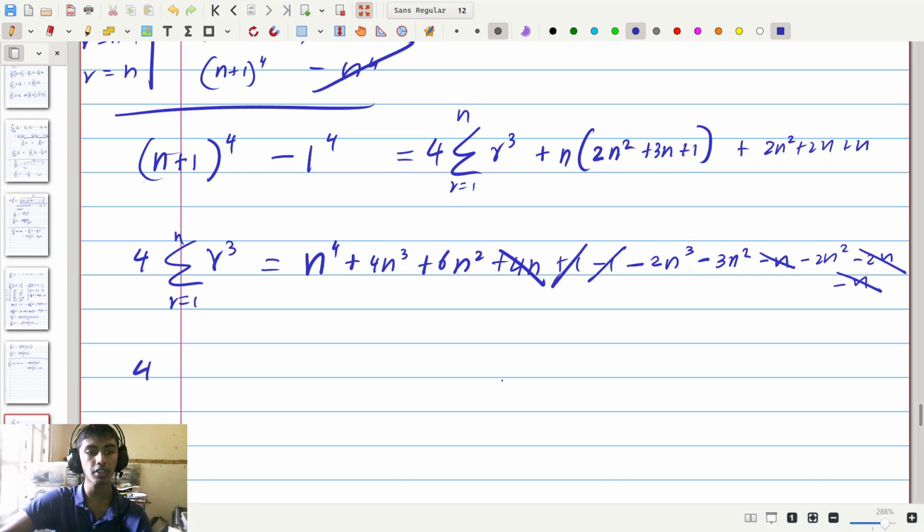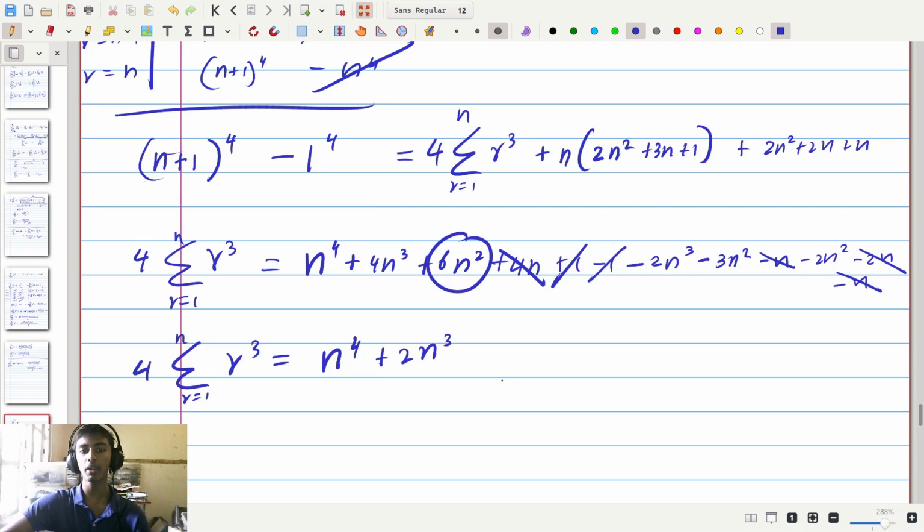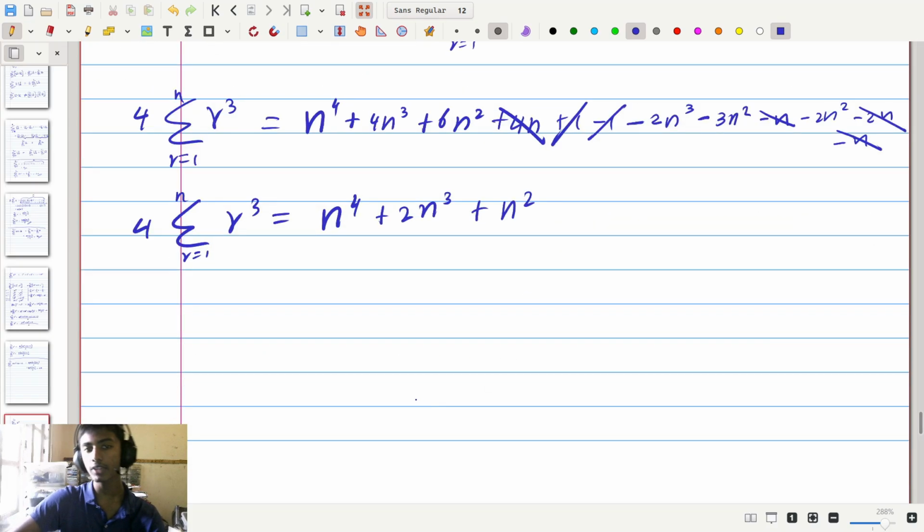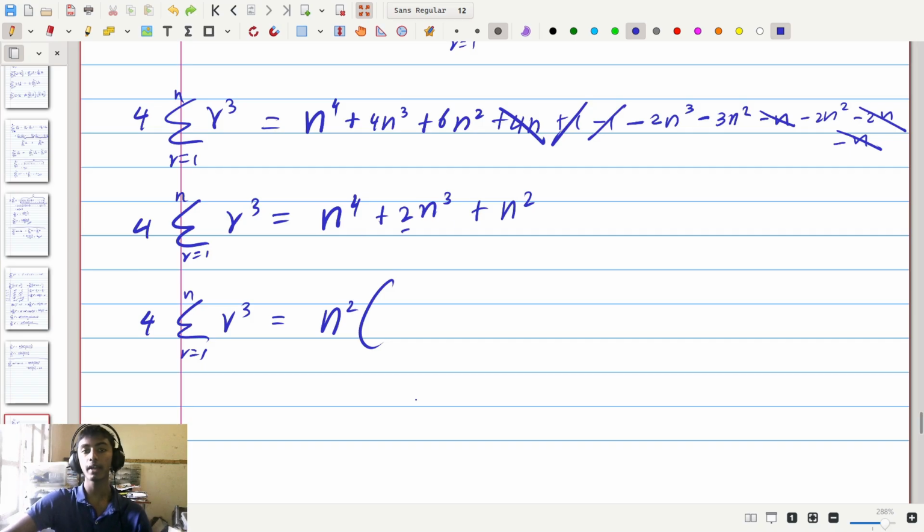Simplifying all of this down, we can see 4 times the sum from r equals 1 up to n of r cubed is equal to n to the power of 4 plus 4n cubed minus 2n cubed, which is going to be plus 2n cubed, and this plus 6n squared minus 3n squared minus 2n squared is just going to give us a plus n squared. Now, if we start factorizing this, we can see that all three of these terms have an n squared inside of them, so we can factor that out. Doing so, we can see we have 4 times the sum from r equals 1 up to n of r cubed being equal to n squared times what's left over, which is going to be n squared plus 2n plus 1.